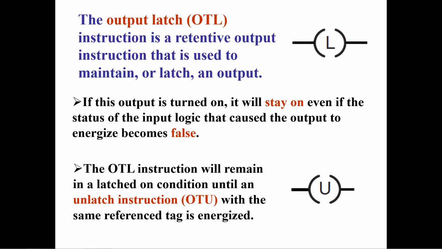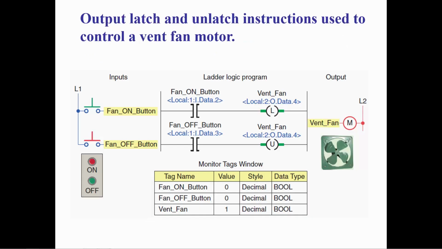The OTU instruction will reset the address bit to a 0 when the instruction is true. The bit will remain a 0 when the instruction becomes false. The instructions are used in pairs referencing the same address. This is an example of the use of the OTL and OTU instructions.